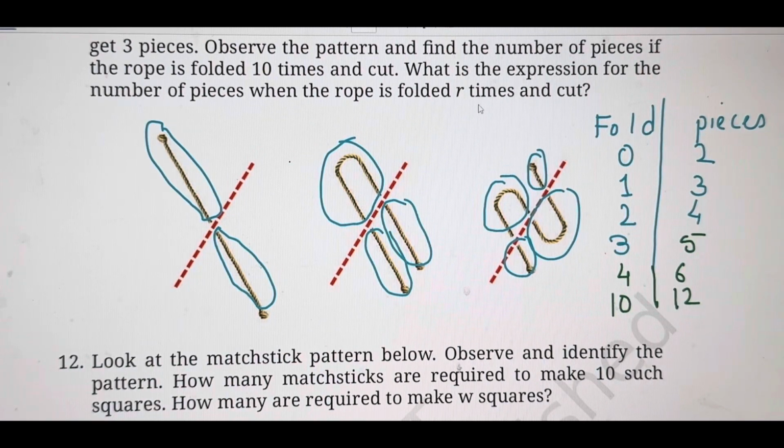What is the expression for the number of pieces when the rope is folded r times? If it is r times folded, it is 2 more than that, so r plus 2. So the expression formed will be r plus 2. If it is n, then n plus 2. So whatever the number of folds, plus 2 pieces you will get.